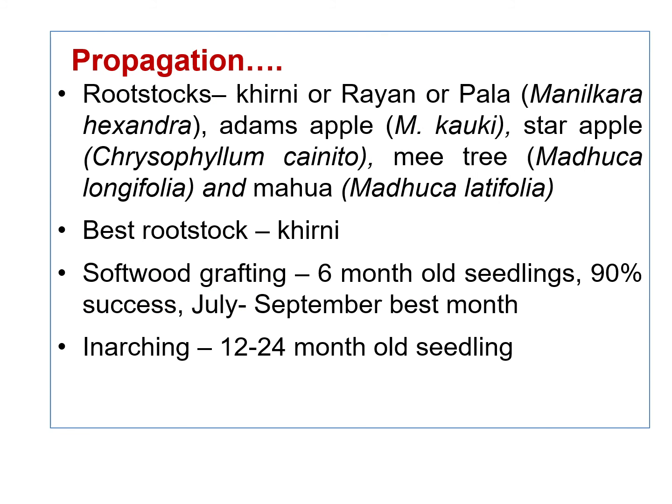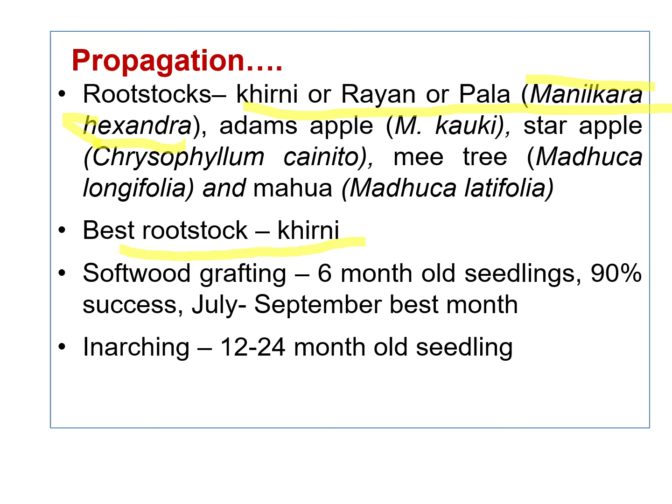And for the grafting, various rootstocks are used. So here you see the various rootstocks: Kirni or Ryan or Pala, scientifically Manilkara hexandra. This is the best rootstock for Sapota. Even though various rootstocks are used for propagation or grafting in Sapota, the best rootstock is Kirni, Ryan, also called Pala, and the scientific name of Kirni is Manilkara hexandra.